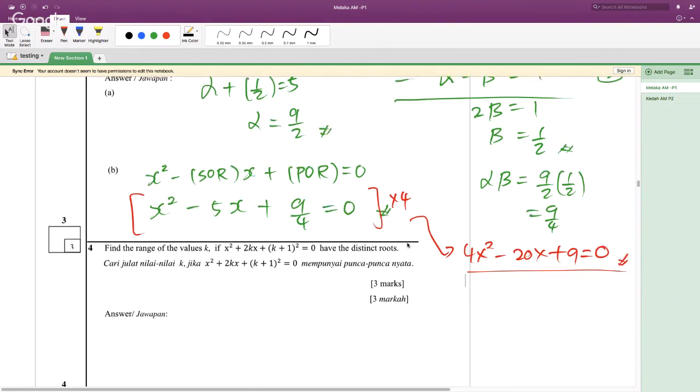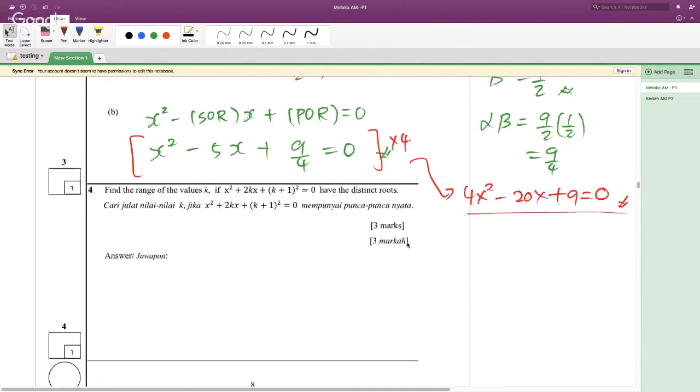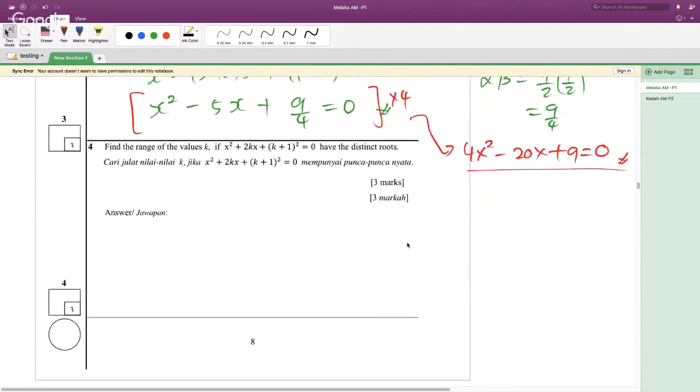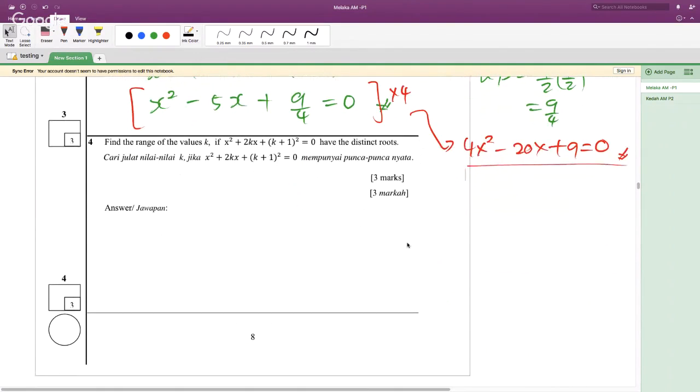Okay, let me just continue to question number 4. Find the range of the values of k if x squared plus 2kx and so on equals 0 has distinct roots. So whenever you see distinct roots, this is a very important keyword. It means b squared minus 4ac is bigger than 0.